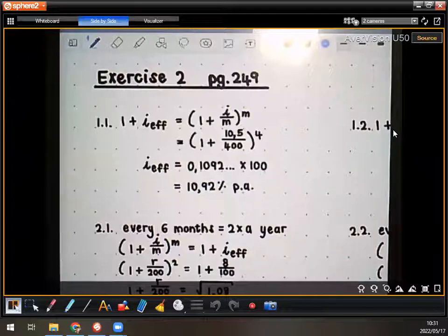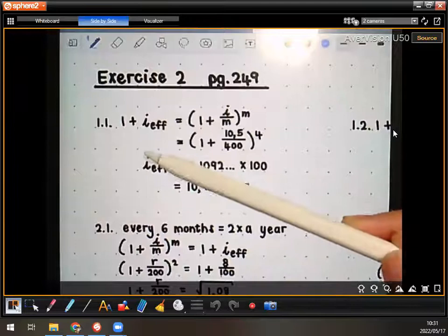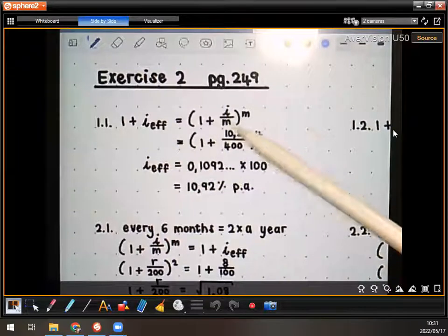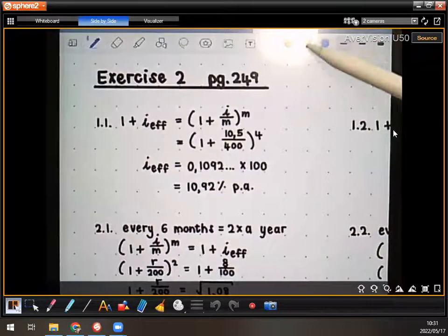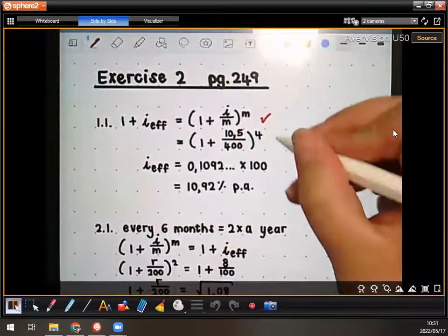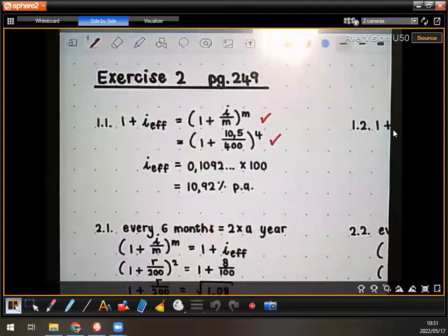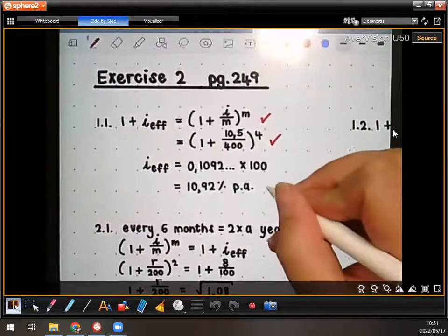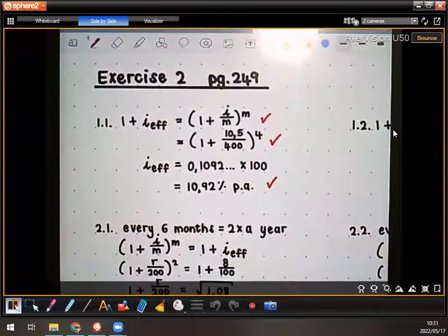So this is applying that formula that we learned about yesterday. So 1 plus i effective is 1 plus i over m to the power of m. Guys, please remember you get a mark for doing that. So that's already 1 mark. Where you're subbing in, you get your second mark. And then where you get your answer, that will be your third mark. Okay, so that is a 3 mark question.